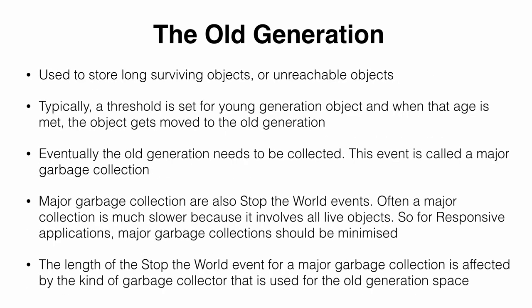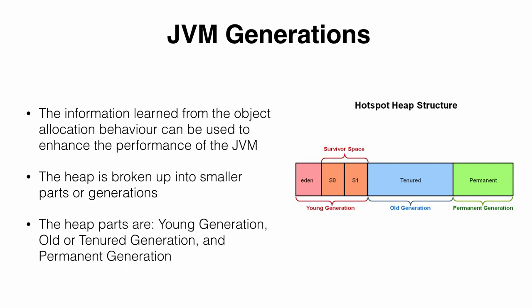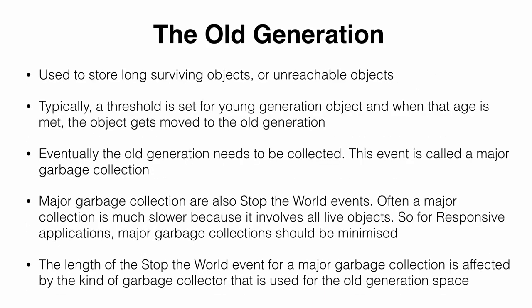The old generation is used to store long surviving objects, and does basically what it says on the tin. These three structures within the heap, the generations, it just makes sense. Typically, a threshold is set for the young generation, and when that age is met, the object gets moved to the old generation. Eventually, the old generation needs to be collected, so this is collected in a major garbage collection. Major garbage collections are also stop the world events, and often a major collection is slower because it involves all the live objects, so it's got to go through each one of them. For responsive applications, major garbage collection should be minimized.